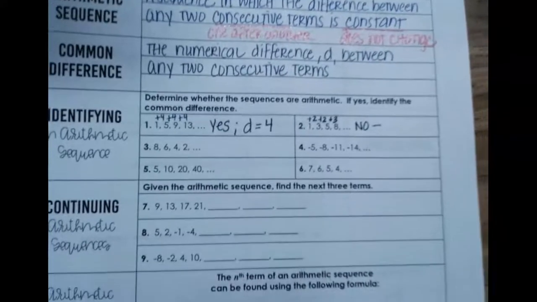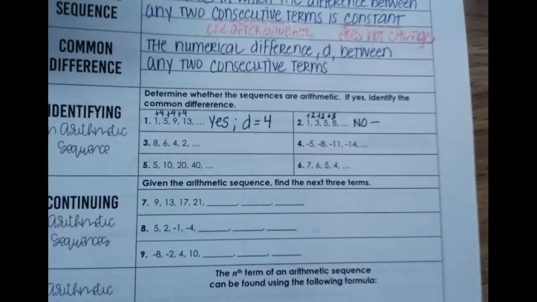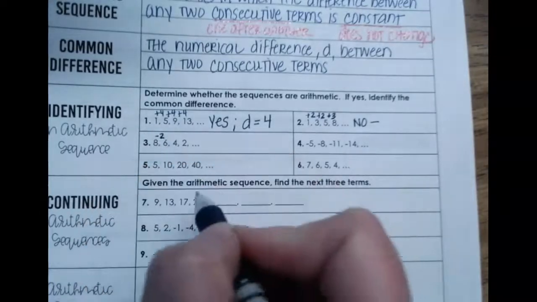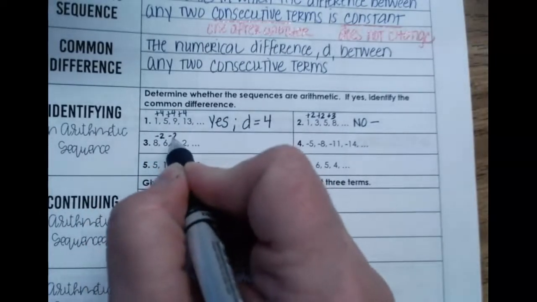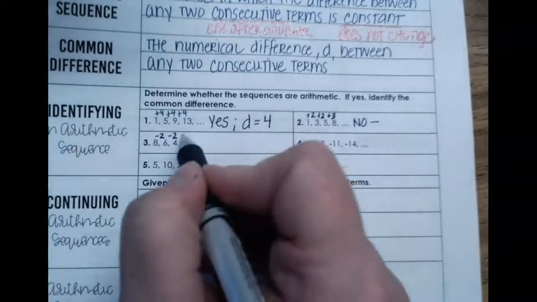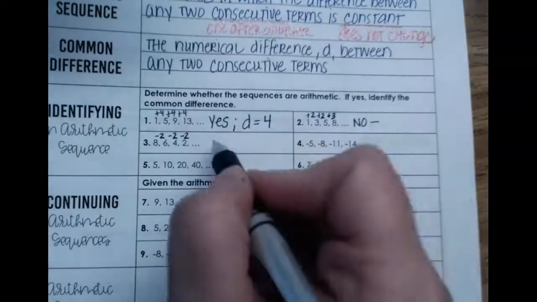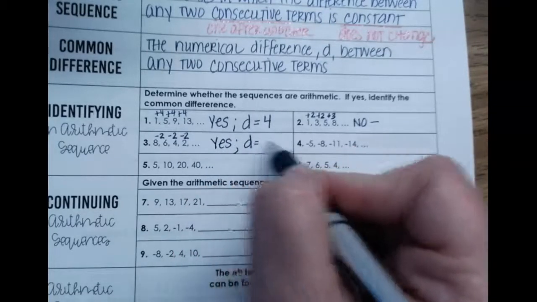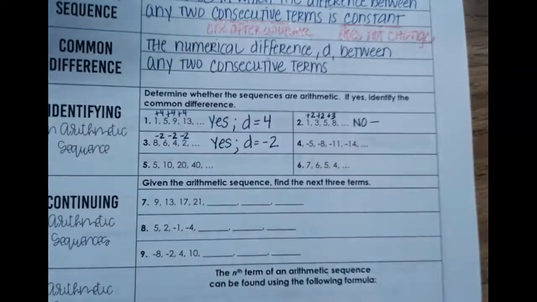Okay, so let's look at number 3. 8 to 6, I had to subtract 2. 6 to 4 is a subtract 2. And 4 to 2 is also a subtract 2. That makes this a sequence. And the common difference is negative 2.